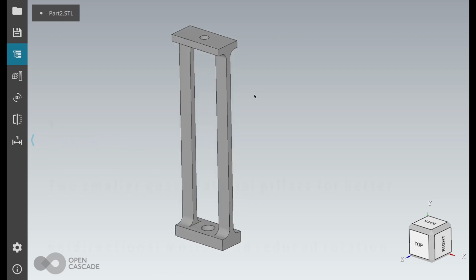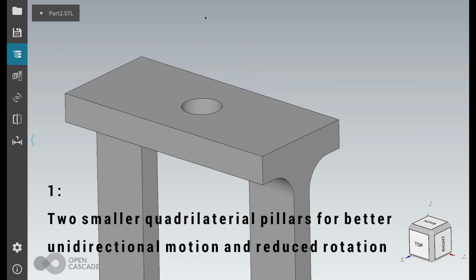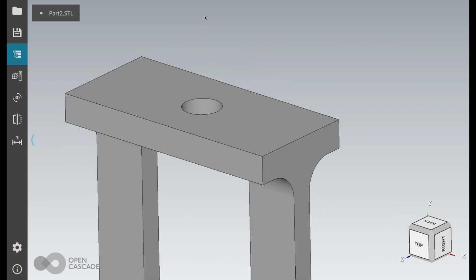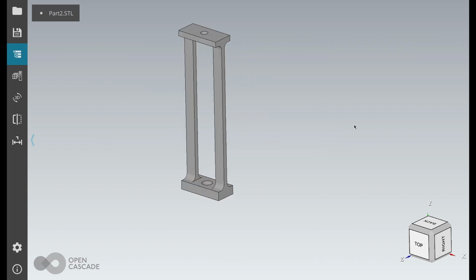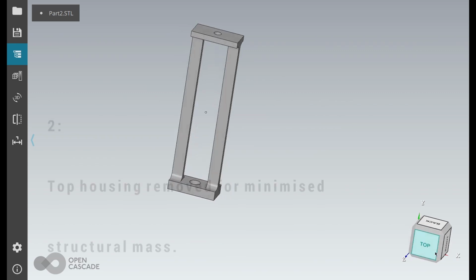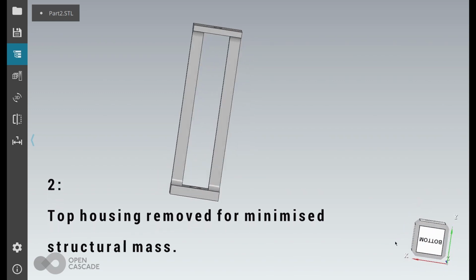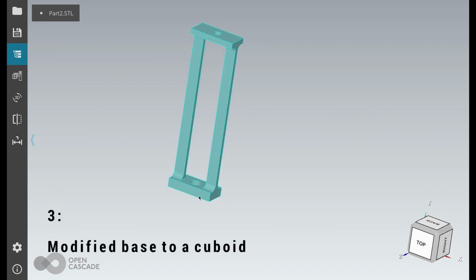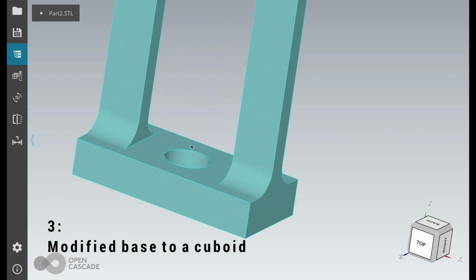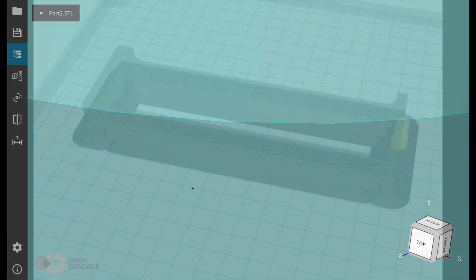Firstly, the pillar of the final structure was modified to 2 smaller quadrilateral pillars, better satisfying the demand that the motion should be unidirectional without any rotational motion, and this increases the natural period. Secondly, to minimize the structural mass, the top housing was removed with the 2 weights being stabilized exclusively via mechanical fastening. Thirdly, the base was changed to a cuboid, mirroring the shape of the top platform, and this was redesigned to be fixed to a shaking table with only 1 bolt.